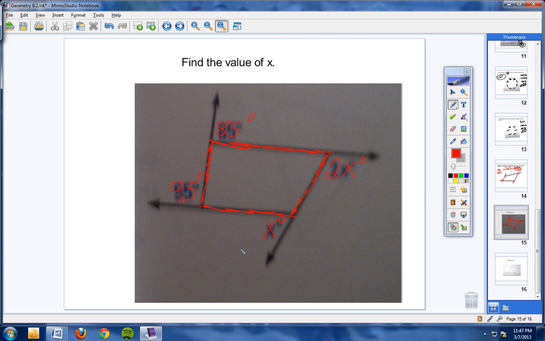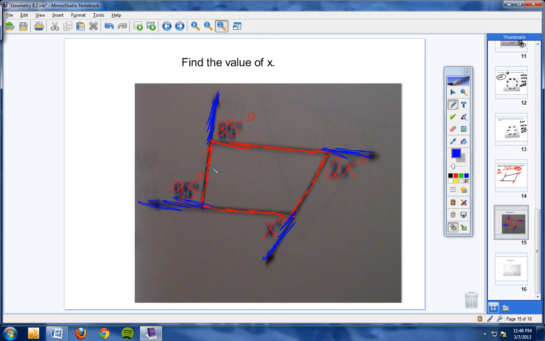Now what they did in this problem is they extended one side like this. So here's one exterior angle. Then they extended this side here. Here's another exterior angle. Then they extended this side here. There's another exterior angle. Then they extended this side right here. There's another exterior angle. So what we have are four exterior angles.